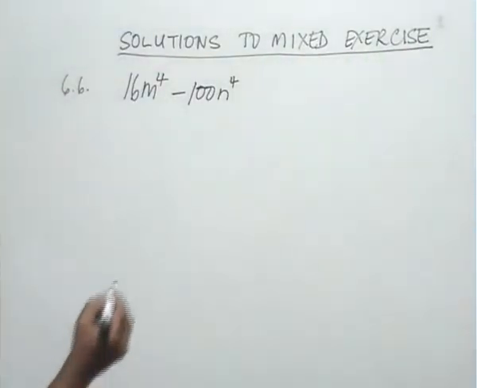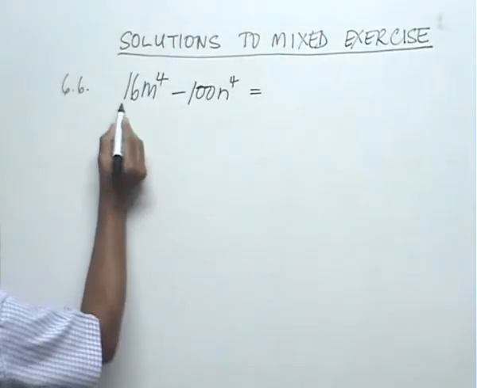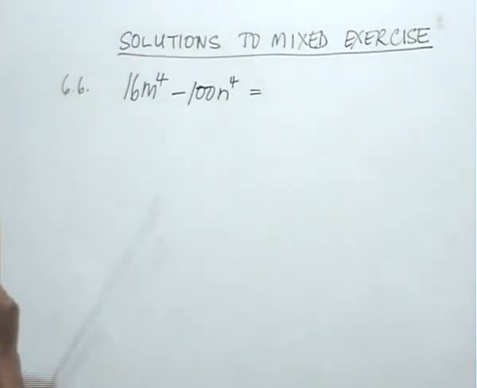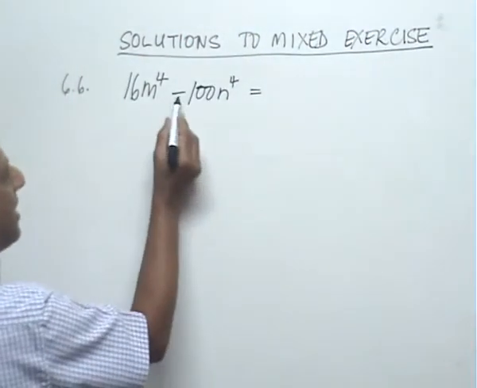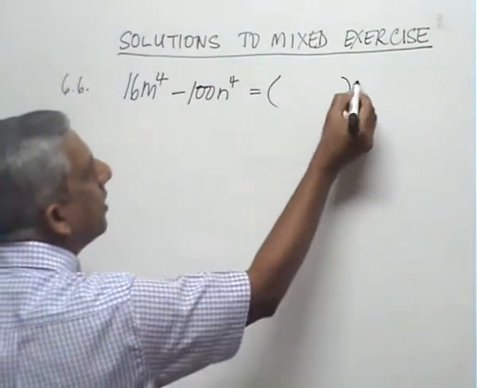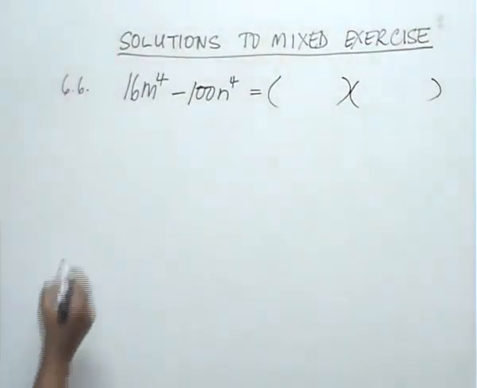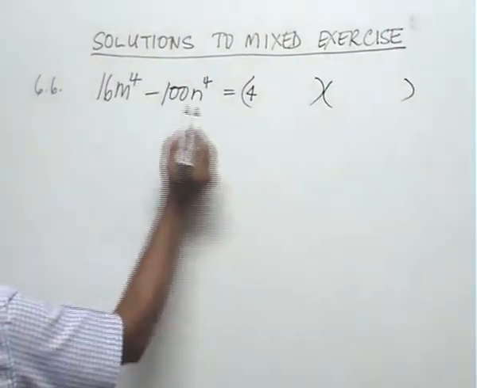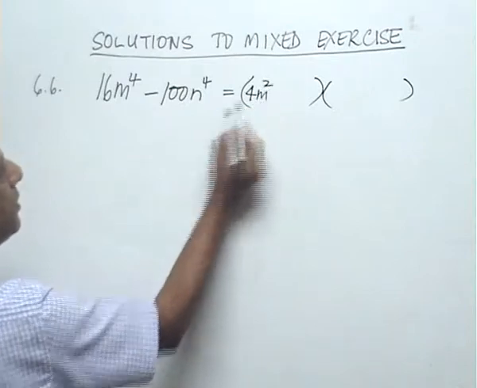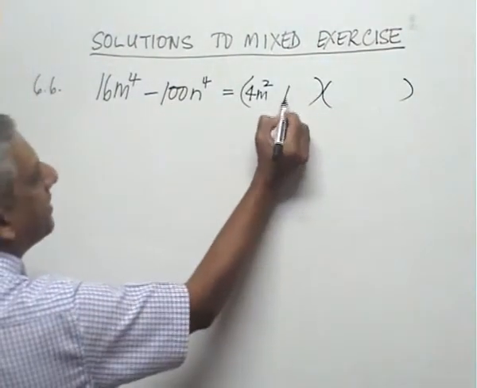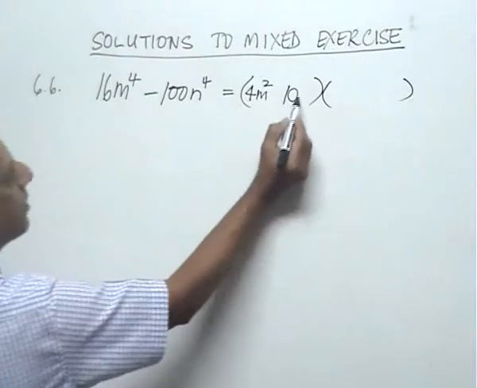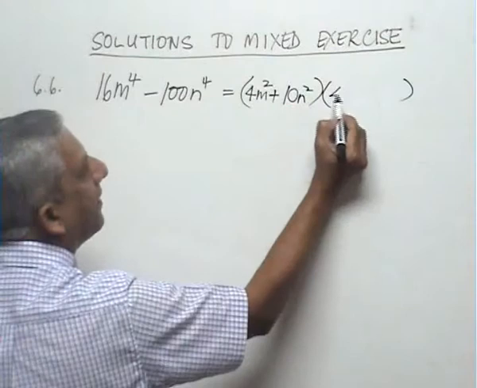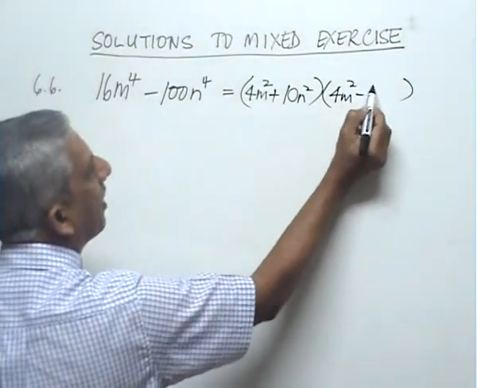Alright, we're at 6.6 and 16m to the 4 is a perfect square, 100n to the 4 is a perfect square, and there's a minus sign, so this is a difference of two squares. Square root of 16, 4. Square root of m to the 4 will be m squared. Square root of 100 is 10. Square root of n to the 4, n squared. One bracket will be plus, and the next bracket will be minus.